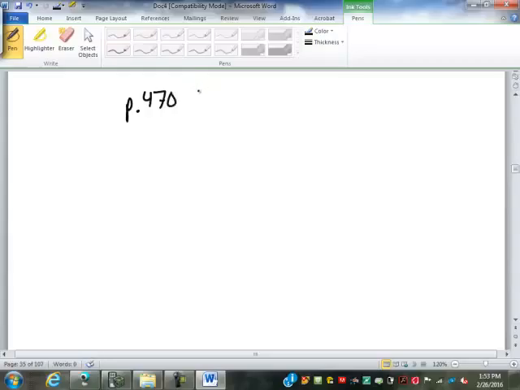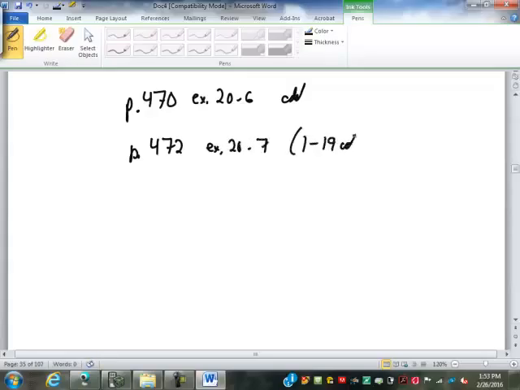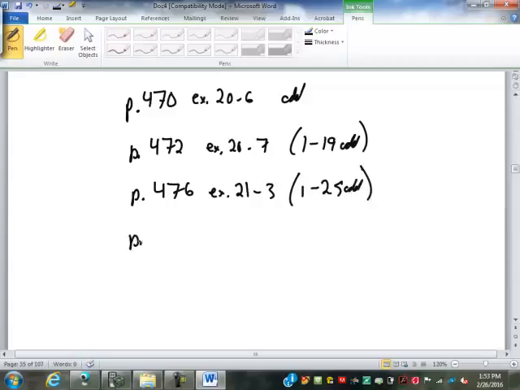Page 470, have you look at exercise 20-6, do the odds. Page 472 through 473, exercise 20-7, do 1 through 19, the odd. Page 476, exercise 21-3, 1 through 25, the odd. And page 482 through 484, exercise 21-4, I want you to do 1 through 8 all.